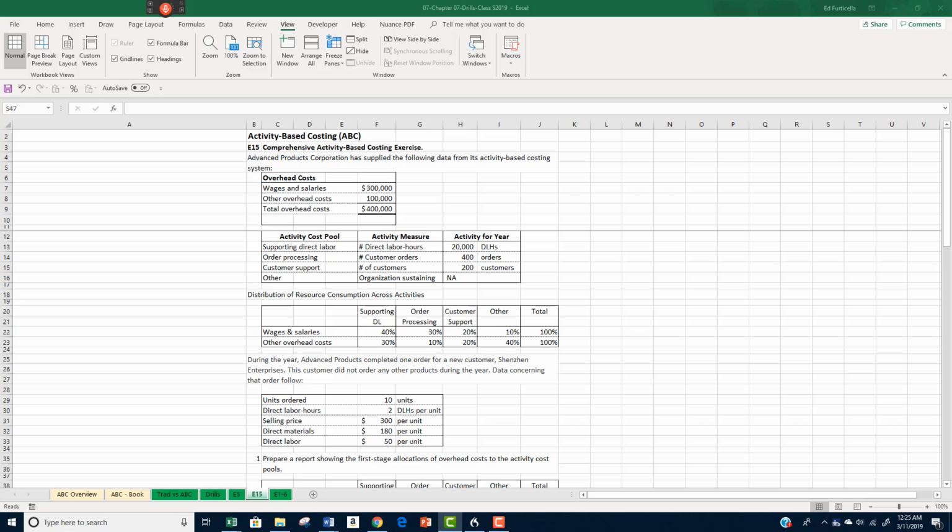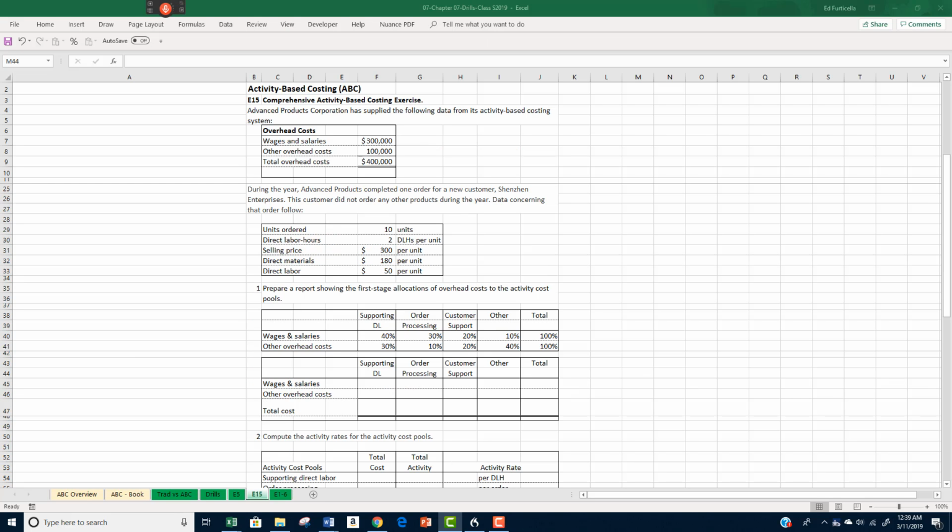Now remember, the 5 steps for solving an ABC problem include: 1, identify activities, activity cost pools, and activity measures. We already have done that. We know our overhead cost is 400,000. The activity cost pools that we have defined are supporting direct labor, order processing, customer support. Then there's other. We also have determined the activity measures, which are the number of direct labor hours, the number of customer orders, and the number of customers. So step 1 is done.